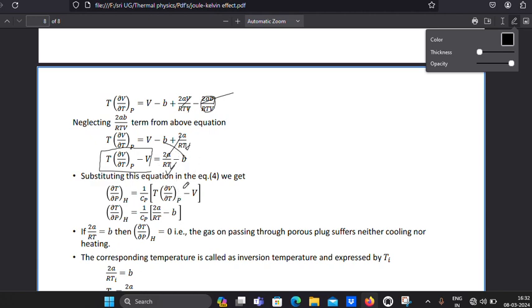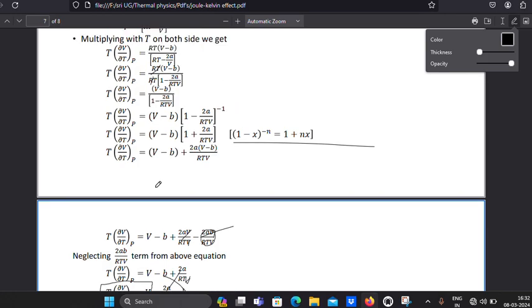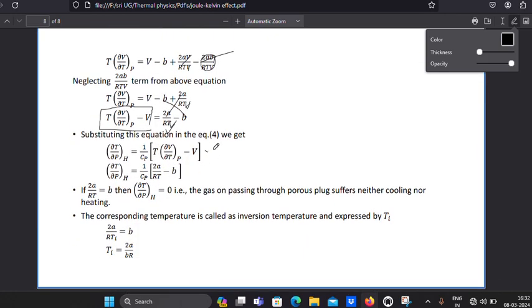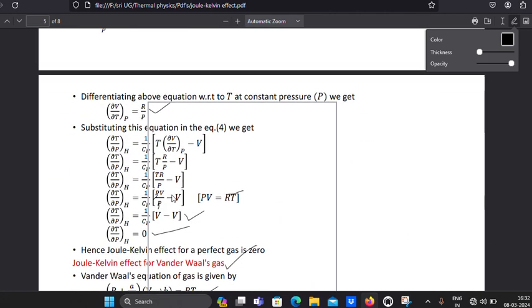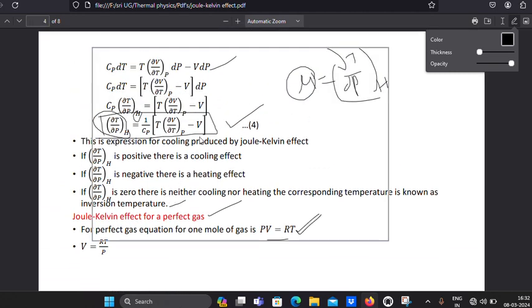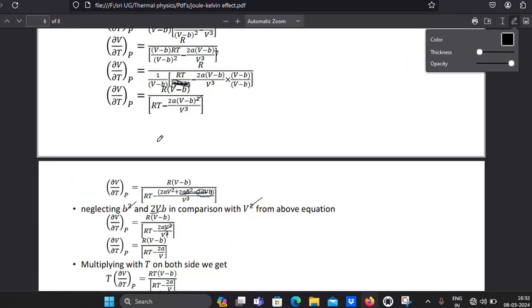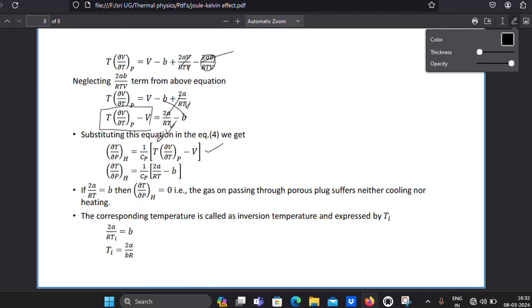So this is the equation. Now substituting this equation in equation 4, the fourth equation actually. See here, I have written the fourth equation. Let me see back, where is that fourth equation? See, this is the fourth equation: 1 by cp t into dou v by dou t at constant p, minus v. No need to go back again and again, so that is why it is taken here. And in this whole place, we have to substitute 2a by rt minus b. Yes, substituted, 1 by cp as it is copy pasted.